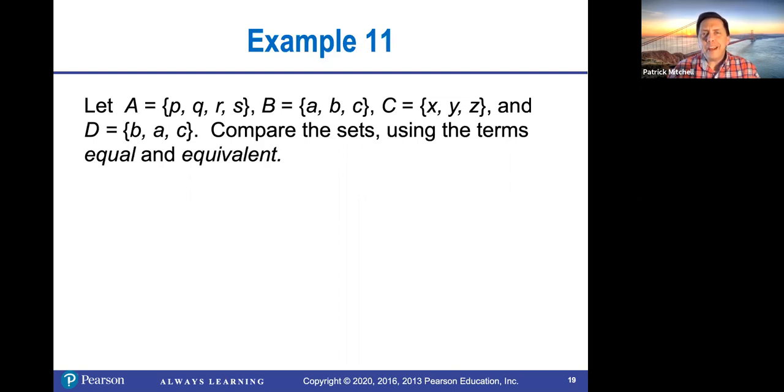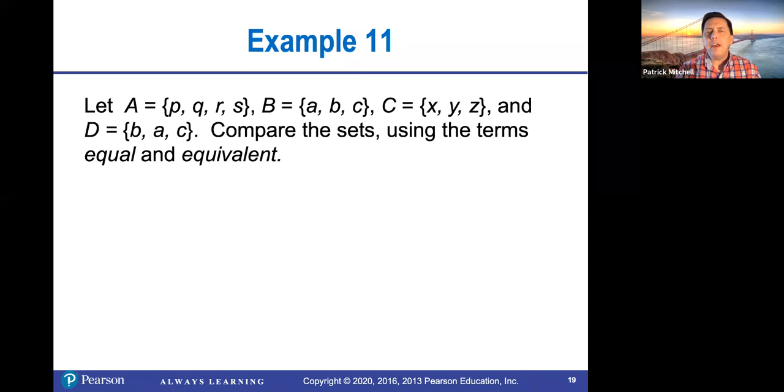I think this would be a great time for you to pause the video and see how many of those statements you can make. So I'll just do one example to get you started. If I was comparing A and B, I would say that A and B are not equal, and they're also not equivalent. There is no one-to-one correspondence between a set with 4 elements and a set with 3 elements, okay? So again, pause the video and see how many different statements like that you can make. I'd be really, really impressed if you get them all. Okay.